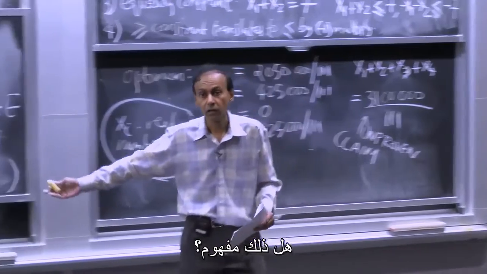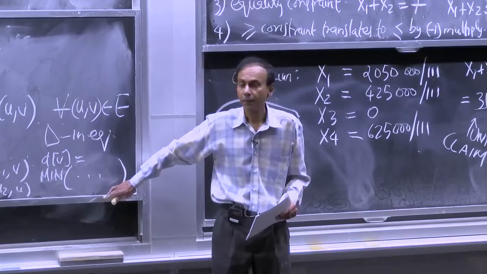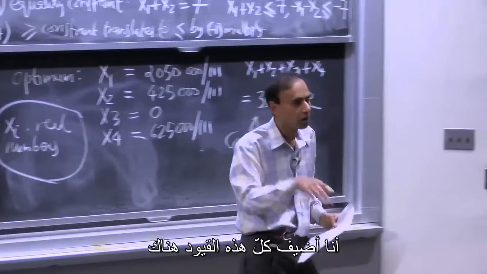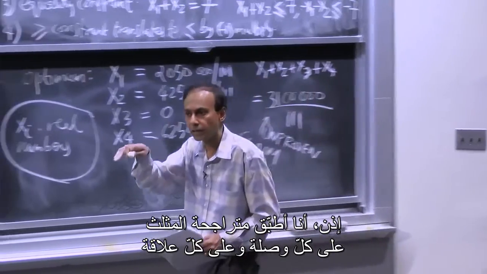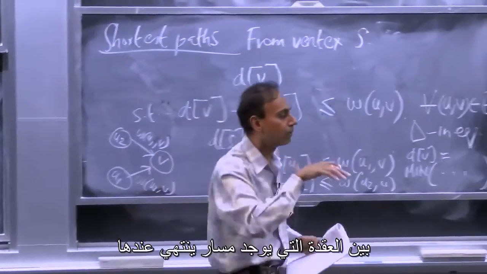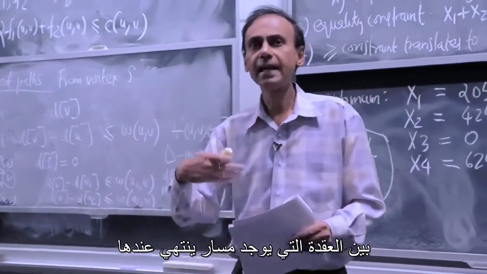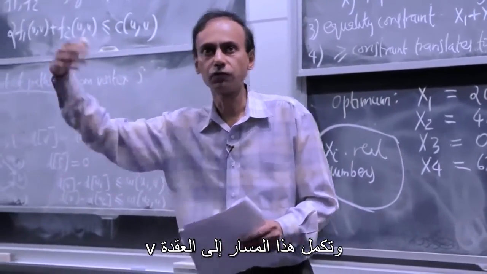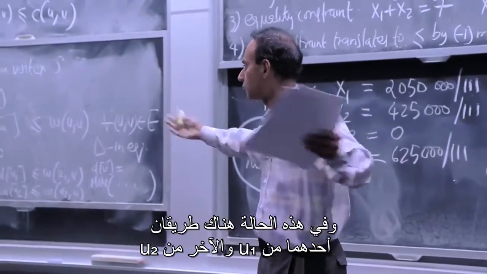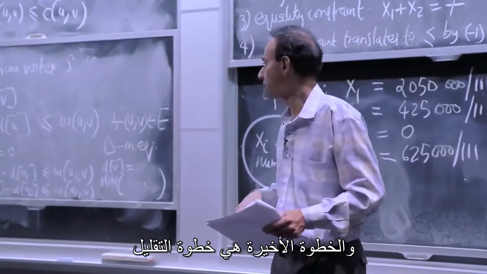That makes sense? Ask me questions if this is unclear. So that simply corresponds to the fact that I'm doing an and over here. I'm adding all of these constraints in there. So I'm applying the triangle inequality to every edge, to every relationship between a vertex that has a path ending at it and you're pushing it forward to this vertex V, all the different ways that you can get to V. In this case, there were two ways, one from U1 and one from U2, and the last step is a minimization step.